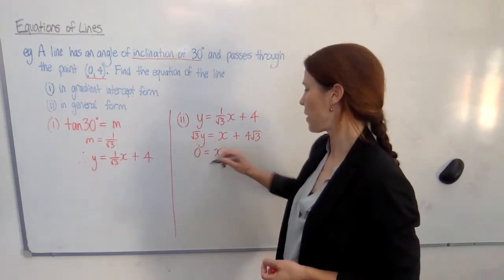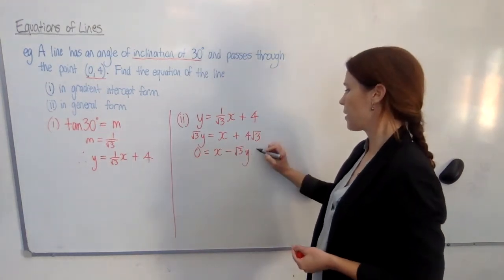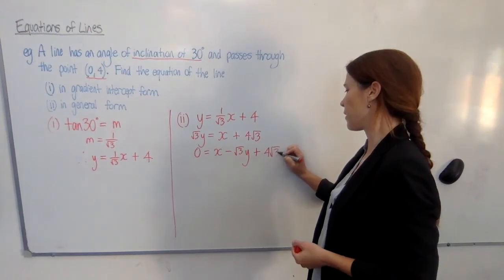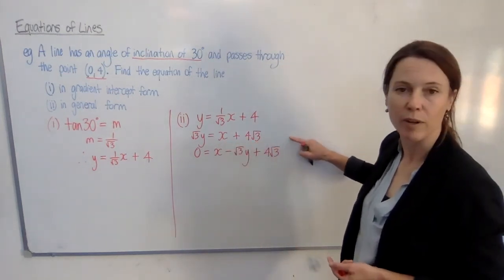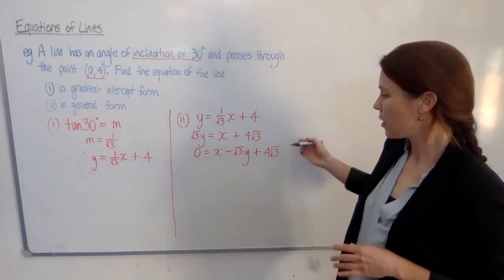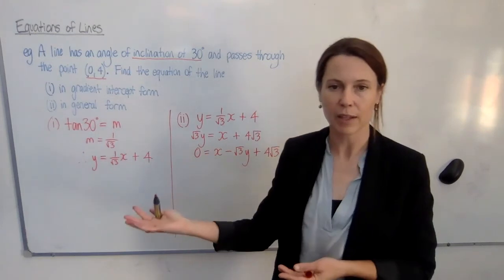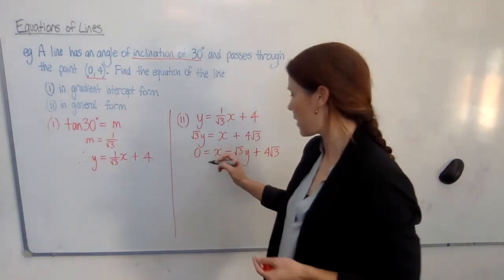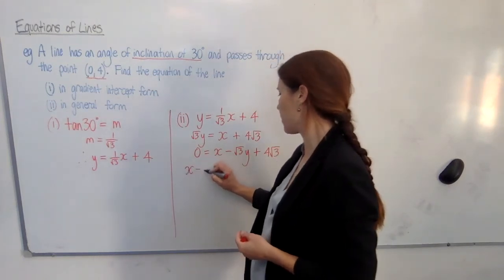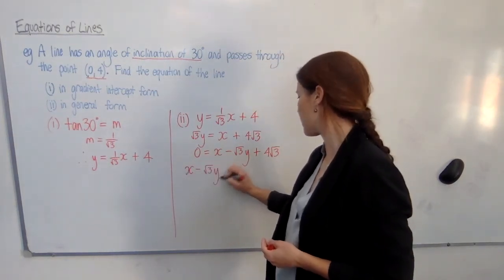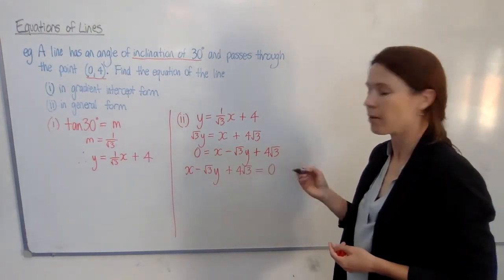So I need to subtract root 3 lots of y from both sides, and then I've still got my 4 root 3. Now at this point you might have written both these terms down and put the minus root 3y at the end. That would be totally fine, because on the next step I'm going to put all of the bits and pieces on the left hand side and the 0 on the right hand side, and at that point you can tidy up and get them in the right order. So we're going to just have this like that equals 0, and that's our answer.